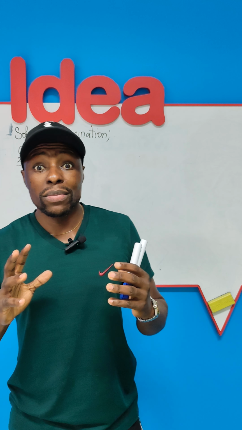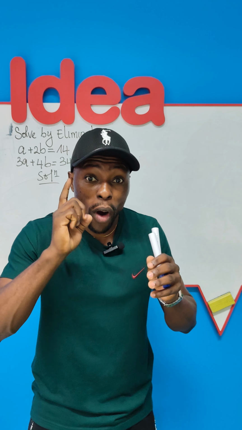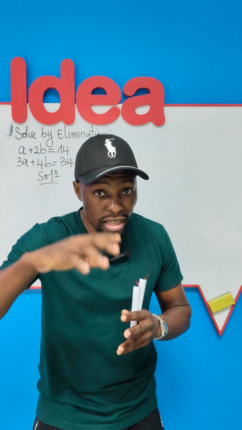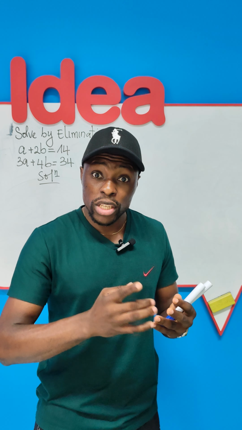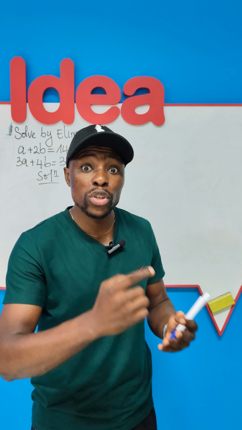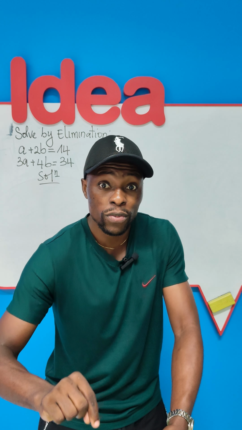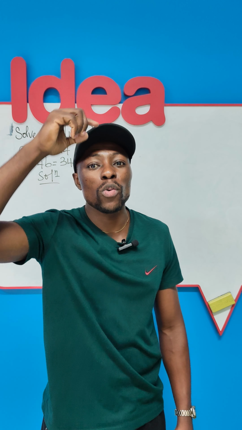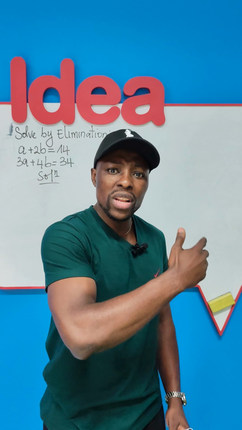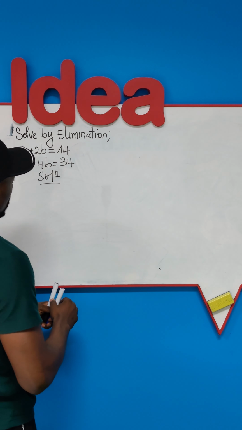The objective of the elimination method is to eliminate one of the variables in the two equations, and when you do this you'll be left with just one more variable which you can find. And when you have found this second variable, you can now use it to find the initial variable which was eliminated. So follow me, let me keenly take you step by step.